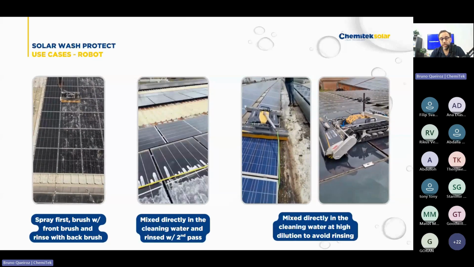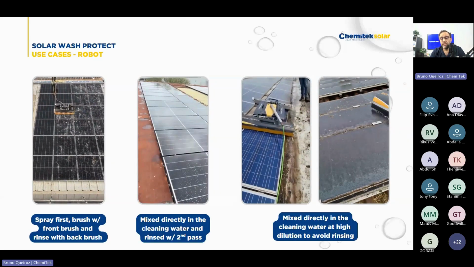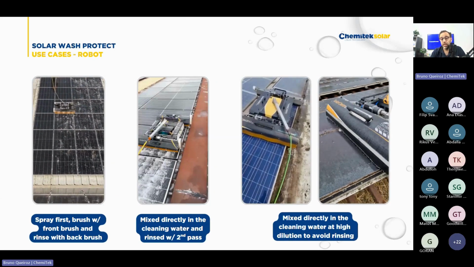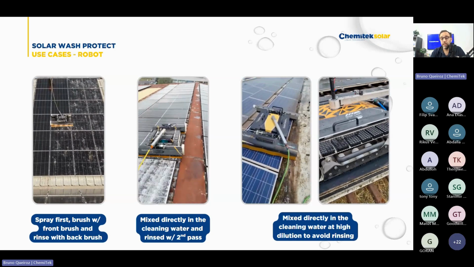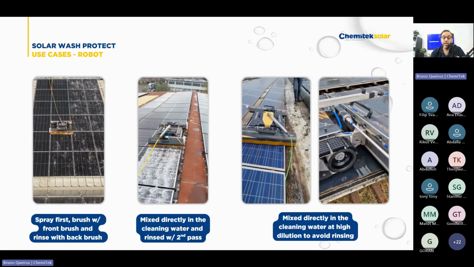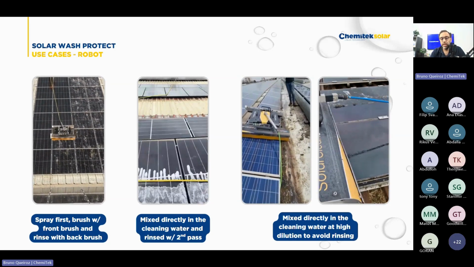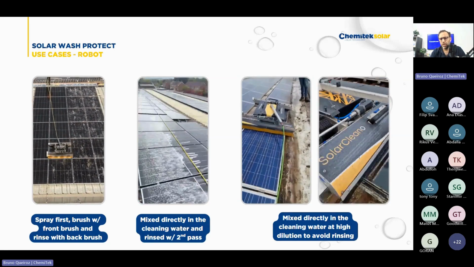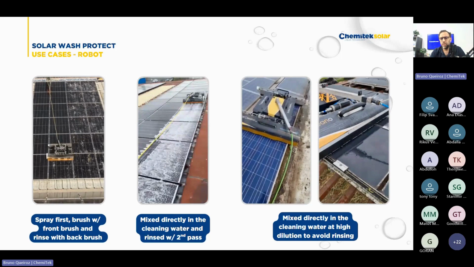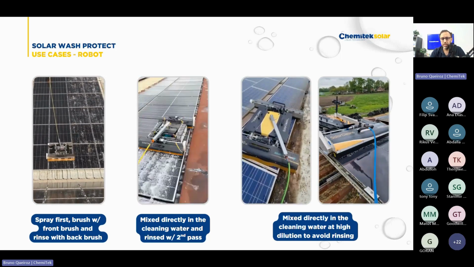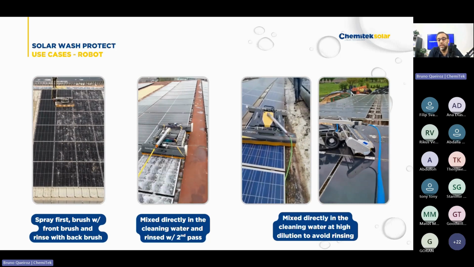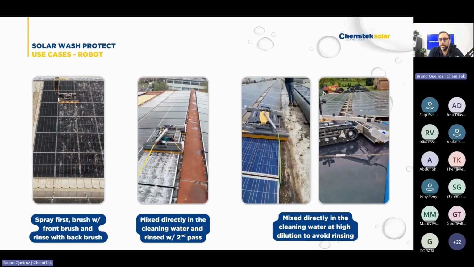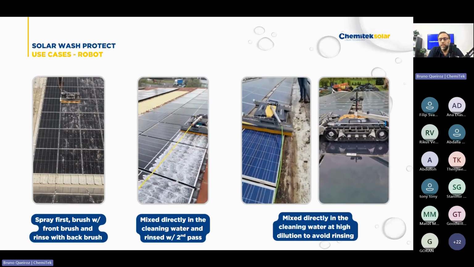The second option is to mix the product directly in the cleaning water and use the robot to spray and brush at the same time. This is a good option if you want to use the Solar Wash Protect and still have the anti-static coating in the end after the cleaning.